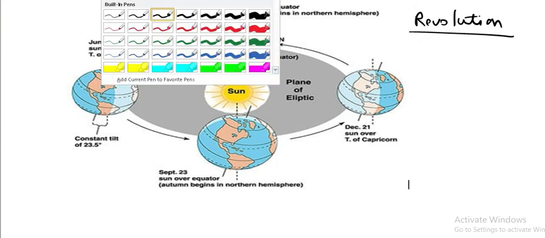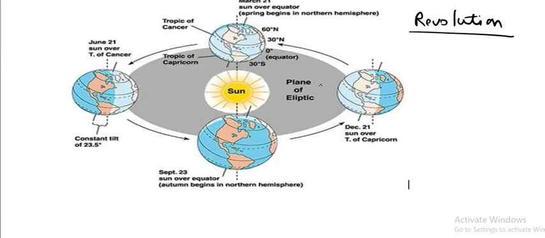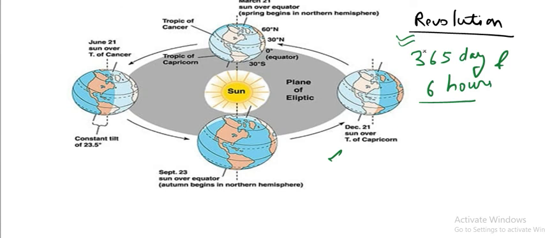So revolution is the movement of the earth in its orbit around the sun. In this diagram, you can see the movement of the earth in its orbit around the sun. This movement is called revolution. And to complete one revolution, the time taken by earth is 365 days and 6 hours. So 365 days and 6 hours is the time taken by earth to complete one revolution.